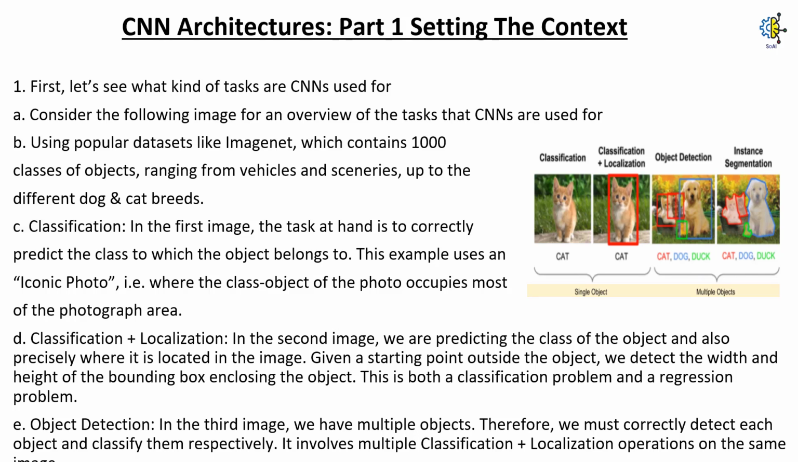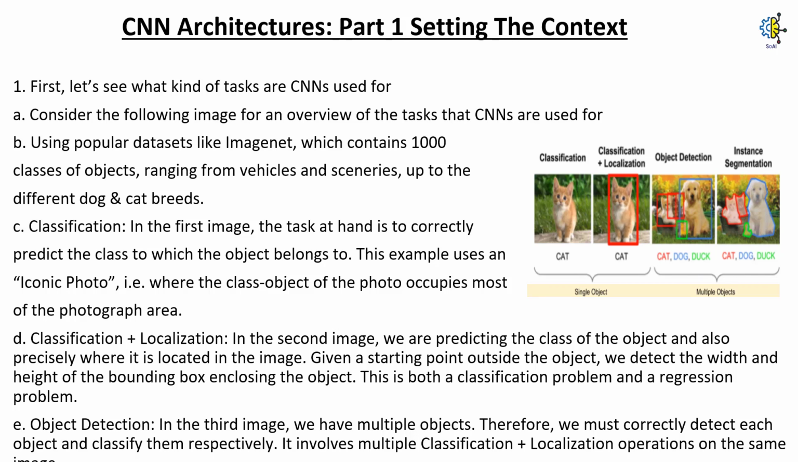In the first image, the task at hand is to correctly predict the class to which the object belongs. This example uses an iconic photo, that is, where the class object of the photo occupies most of the photograph area. Classification plus localization. In the second image, we are predicting the class of the object and also precisely where it is located in the image. Given a starting point outside the object, we detect the width and height of the bounding box enclosing the object. This is both a classification problem and a regression problem.